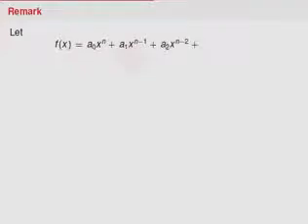So, we can take the remark that f of x can be written in the form a naught into x to the power of n plus a1 into x to the power of n minus 1 plus a2 into x to the power of n minus 2 plus up to a final term. You can observe the coefficients of x to the power of n and x to the power of 0, that is a naught and a n.